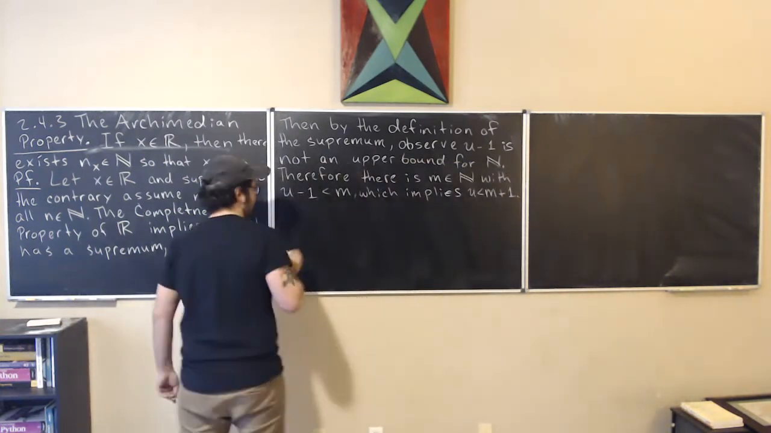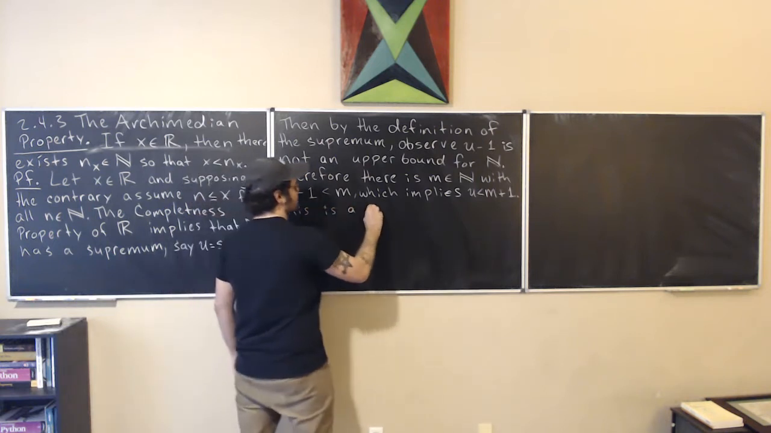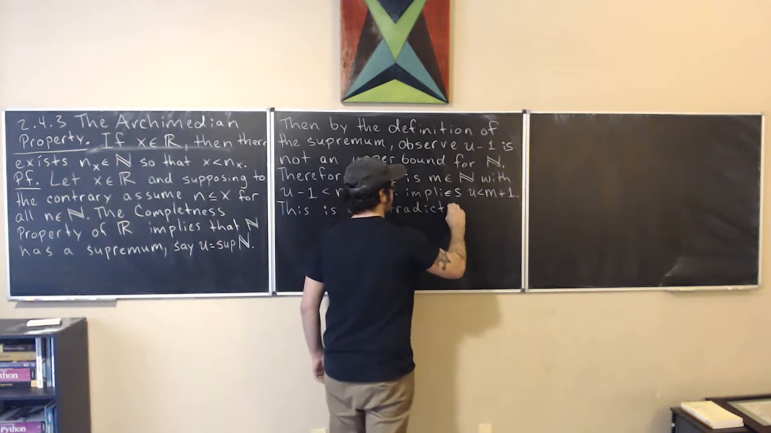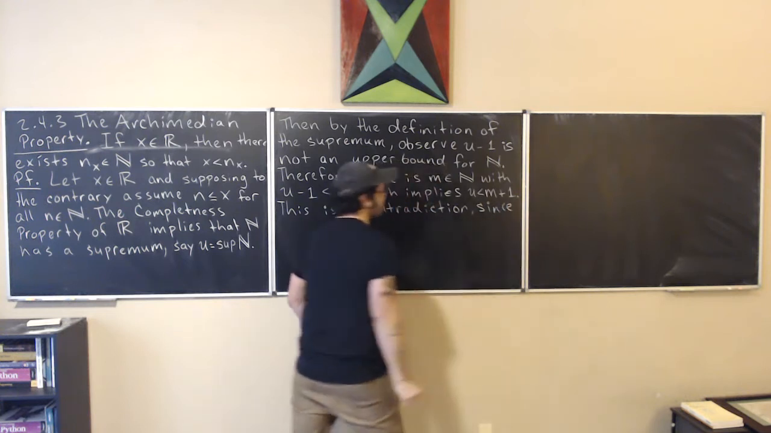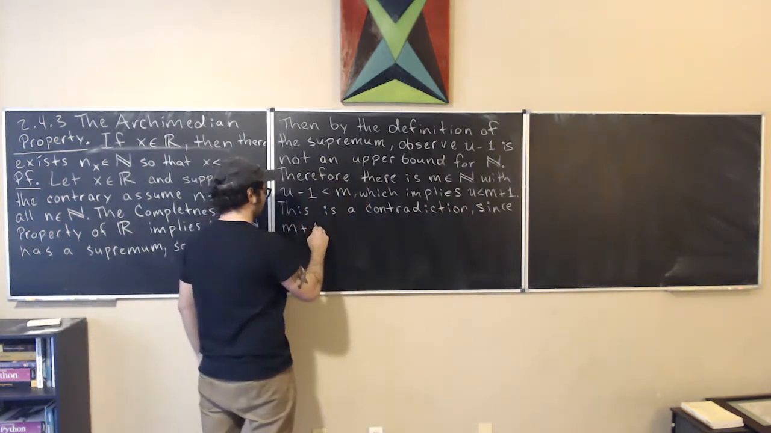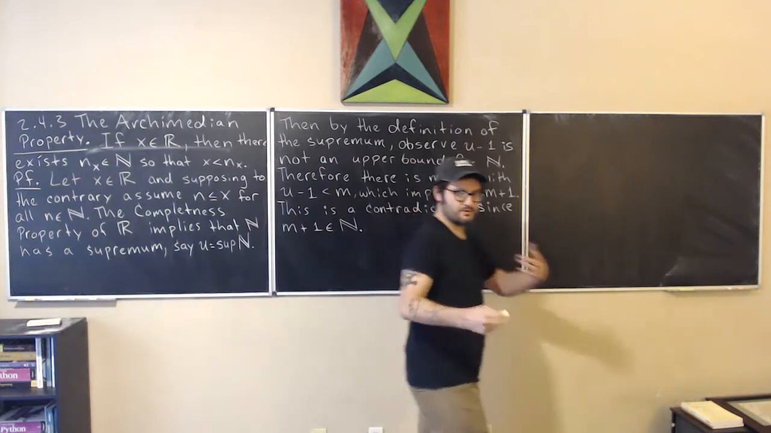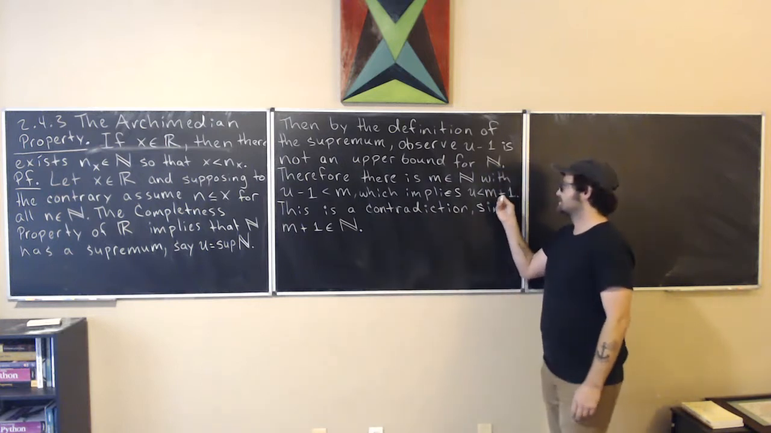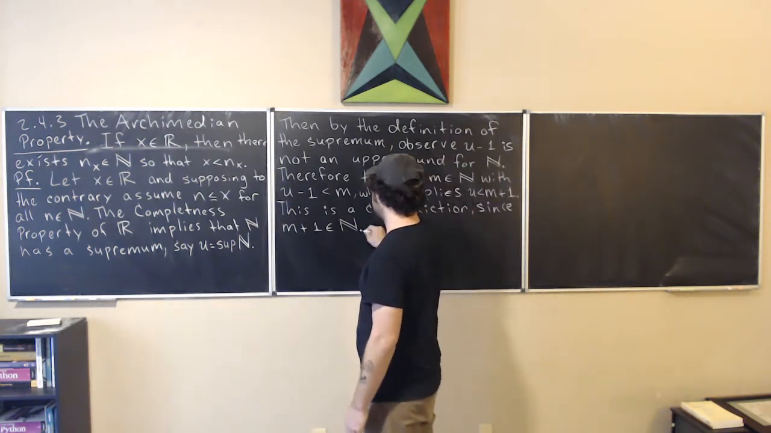This is a contradiction then. Why so? This is a contradiction since a natural number plus 1 is a natural number. And if U is the supremum of the natural numbers, then it better be greater than or equal to every natural number. But we just see here that this natural number is strictly greater than the supremum of the naturals. That's the contradiction. Done.